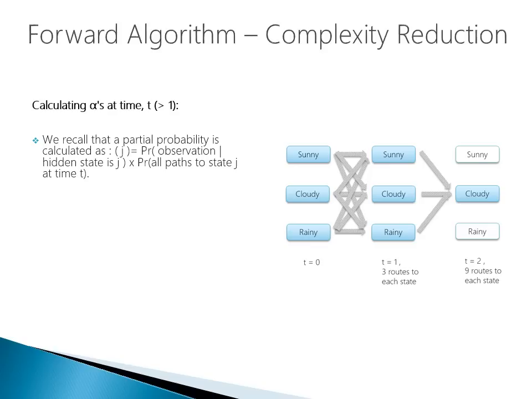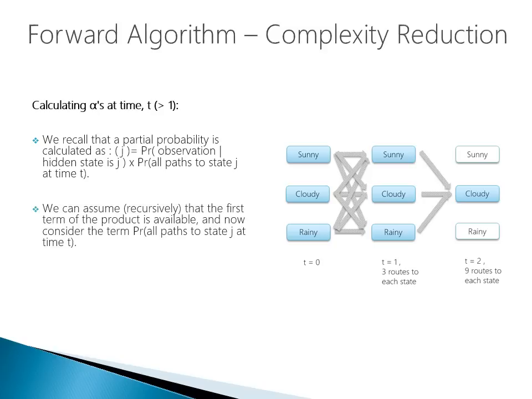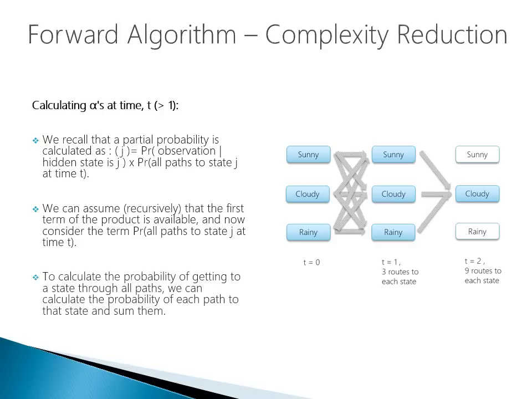So calculating alphas at time t being greater than 1, let's look at this scenario. We recall that a partial probability is calculated as alpha_t(j) is the probability of the observation given the hidden state is j, times the probability of all paths to state j at time t. We can assume recursively that the first term of the product is available, and now consider the term, probability of all paths to state j at time t. To calculate the probability of getting to a state through all paths, we can calculate the probability of each path to that state and then sum them.